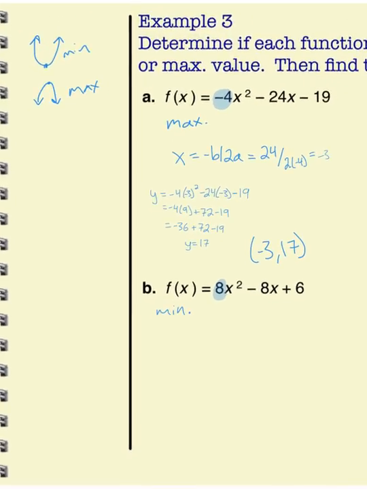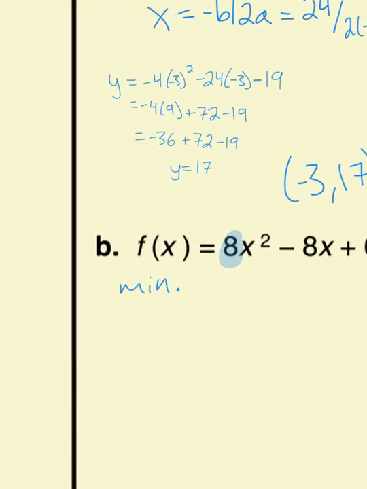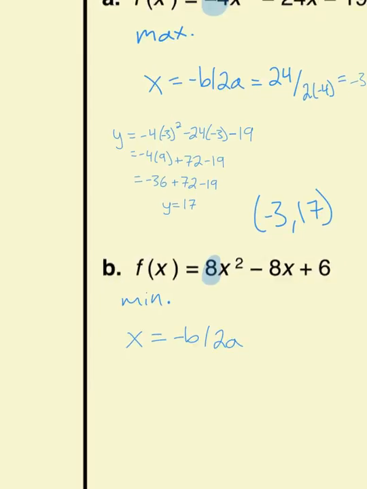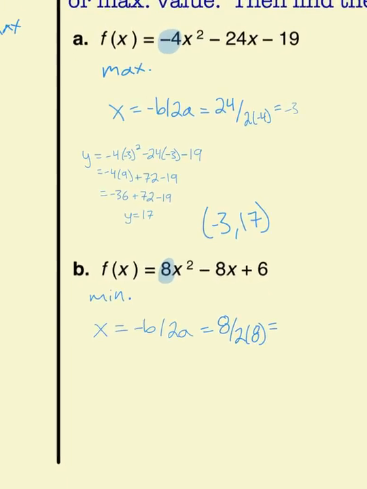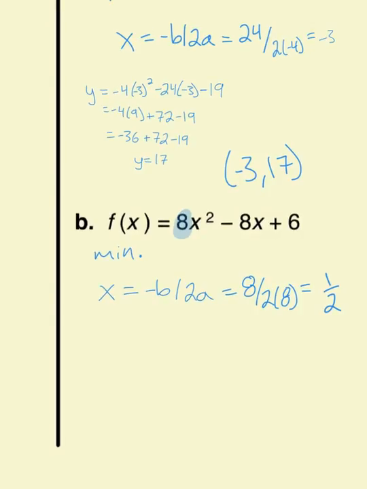All right, then we need to find that vertex. So first we need to find x. We have x equals negative b over 2a, which is going to be positive 8 over 2 times 8. If you simplify that, it is 1/2. X equals 1/2. Then we're going to plug that 1/2 in to find our y value.